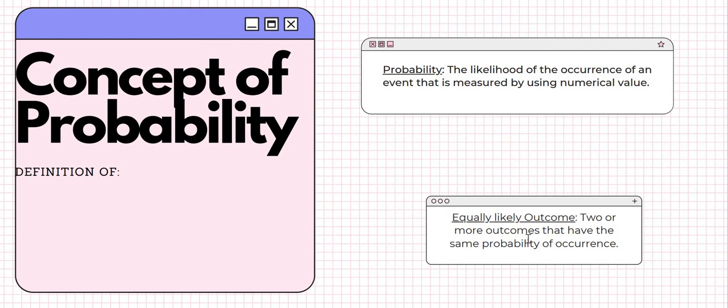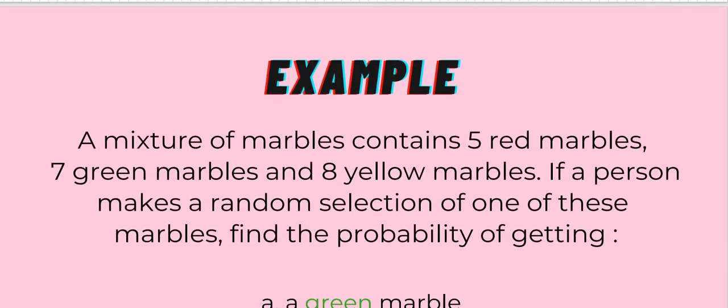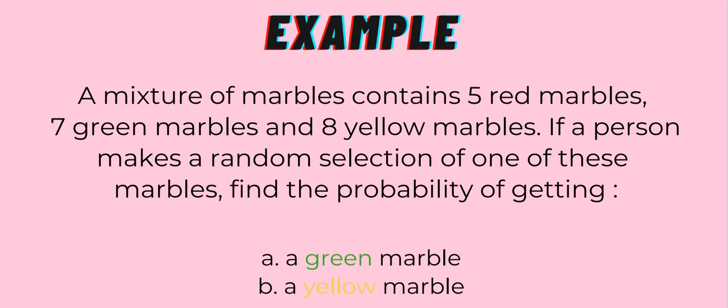So that's what is meant by equally likely outcome: you have the same value for the probability. This is the example here. Toss a coin is a simple example that I can give you. Now we go to another example.